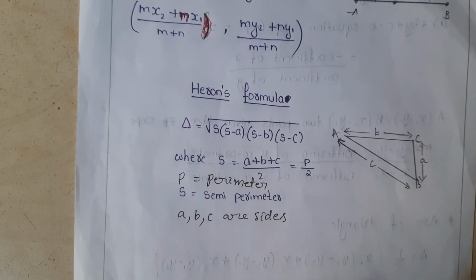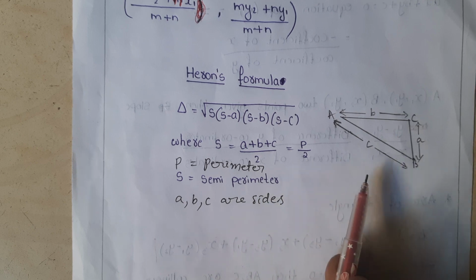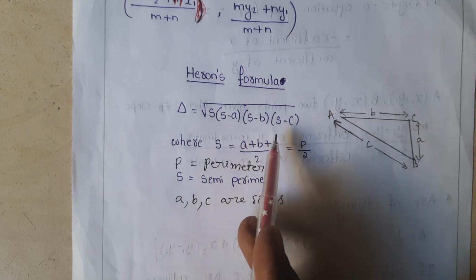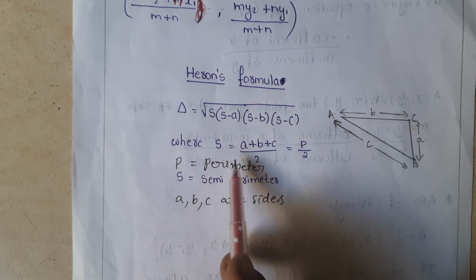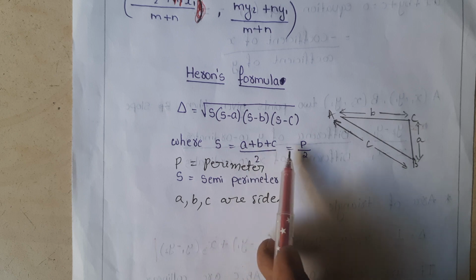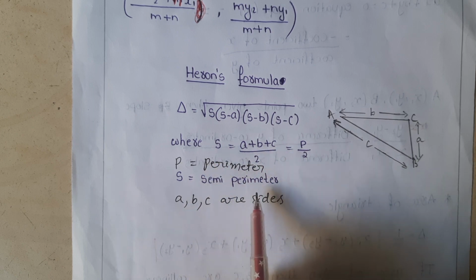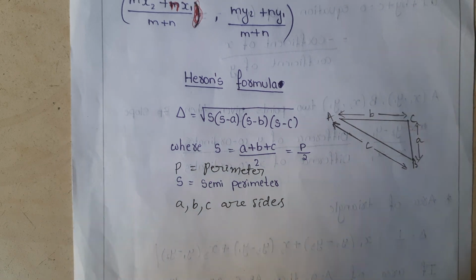Again, Heron's formula is also present, to determine the area of a triangle. Already in triangles, basics of maths, I have explained. Area is root over s into s minus a, into s minus b, into s minus c, where s is equal to a plus b plus c by 2. Here s is the semi-perimeter, p by 2, where p means perimeter, and a, b, c are the sides. With this we will discuss the sums, all the numbers.